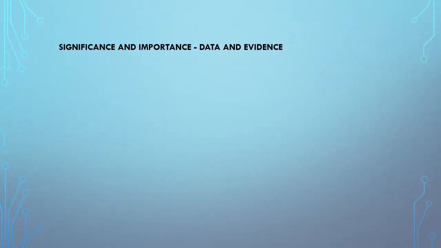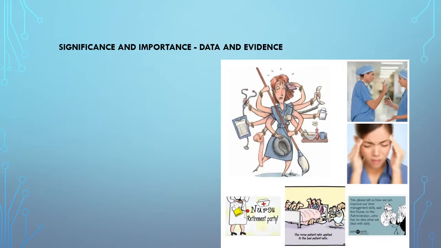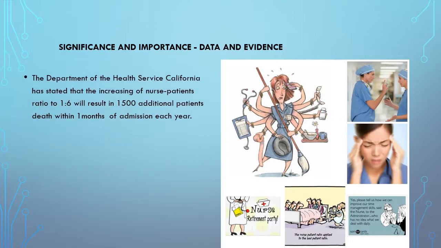Discuss the significance of patient to nurse ratio. The seriousness of the problem can be explained by increased patient mortality and job turnover of the nurses. The Department of Health Service California has stated that an increase of nurse-patient ratio to 1:6 will result in 1,500 additional patient deaths within 1 month of admission each year.